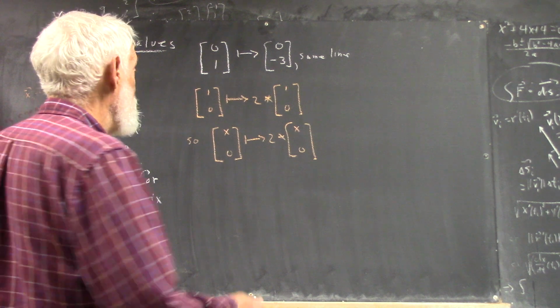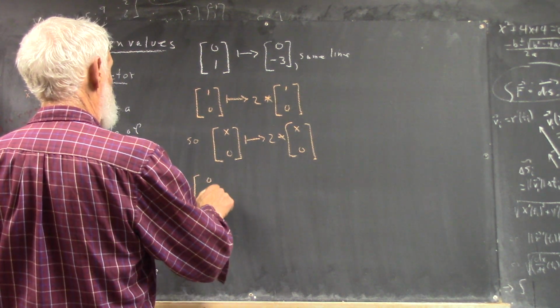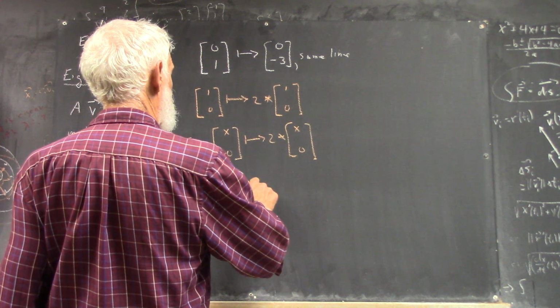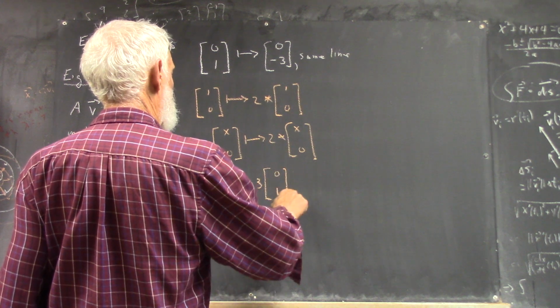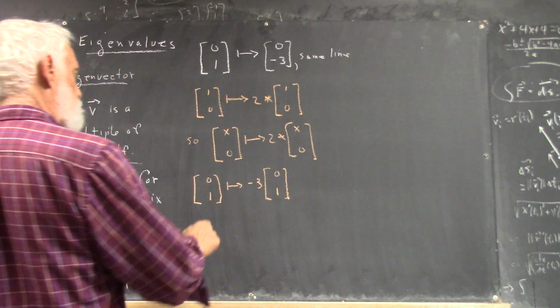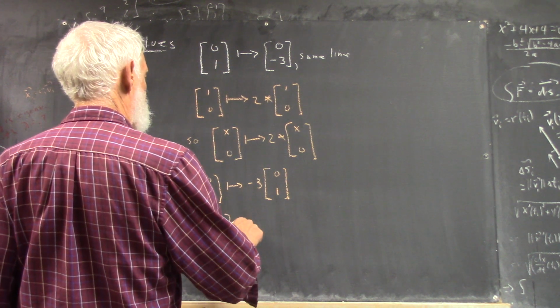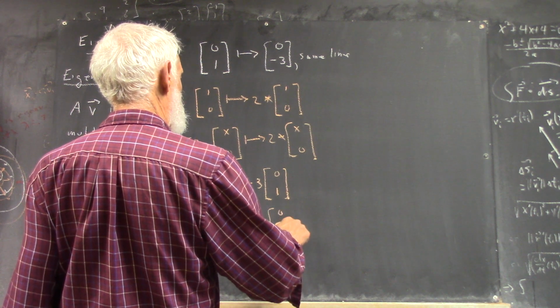And also, (0, 1) goes to -3 times (0, 1). And in general, (0, y) transforms to -3 times (0, y).